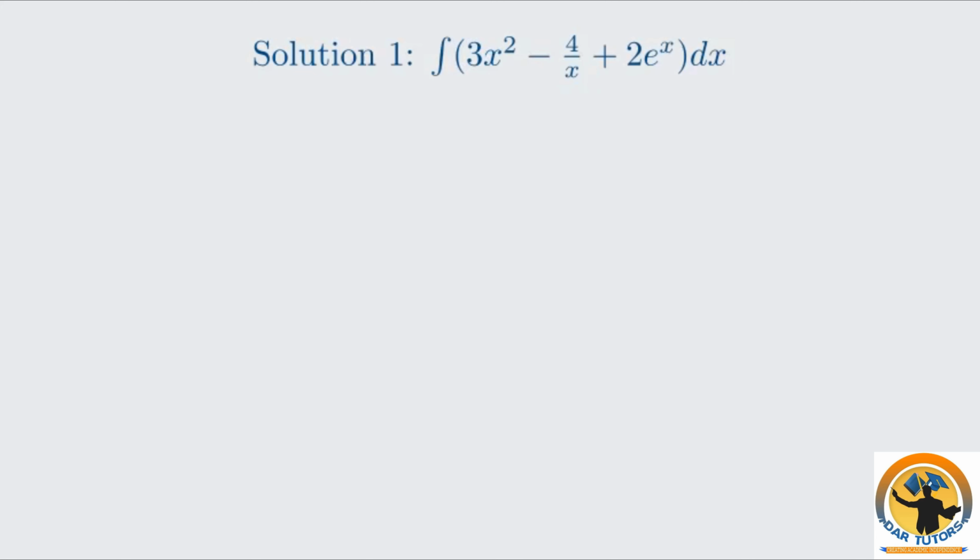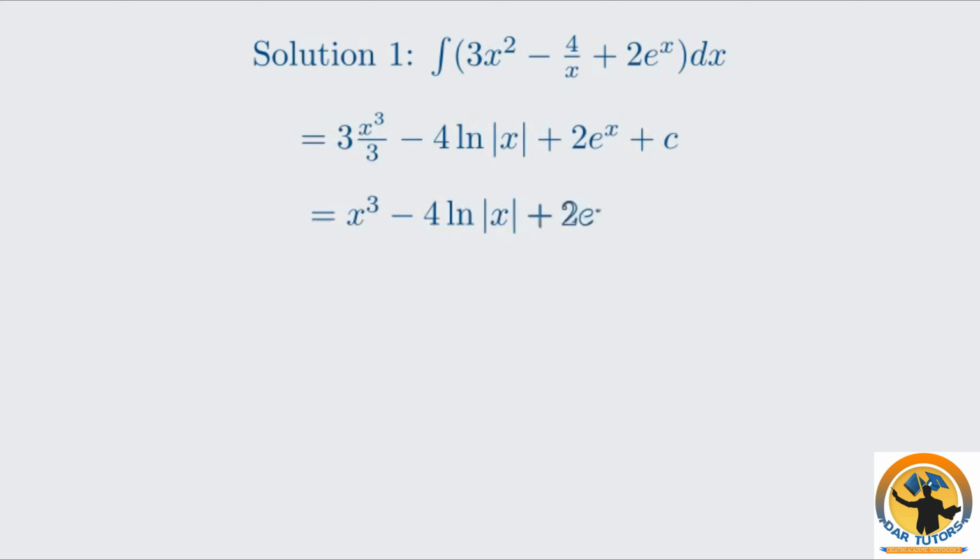We integrate term by term. The integral of 3x squared is 3 times x cubed over 3, which simplifies to x cubed. The integral of negative 4 over x is negative 4 times the natural log of the absolute value of x. The integral of 2e to the x is 2e to the x. Adding the constant c, our final answer is x cubed minus 4 ln|x| plus 2e to the x plus c.